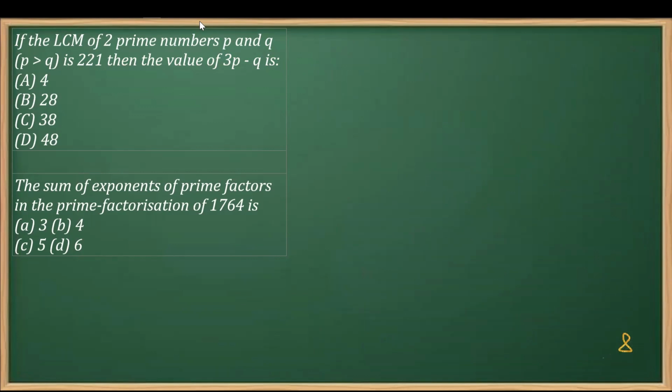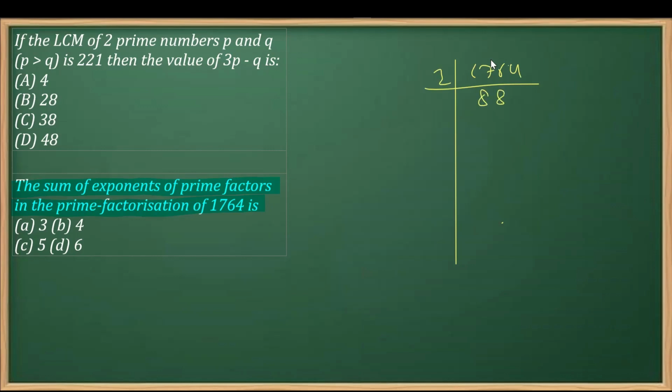So what we have to do in this question is, it says the sum of the exponents of the prime factors in the prime factorization of 1764. So what we are going to do is prime factorize this number, that is 1764. First I'll divide it by 2, 2 twos are 4, 2 eights are 16, and 2 twos are 4. Further it is divisible by 2, so it's 441. We know that this is divisible by 3, so it's going to be 147.